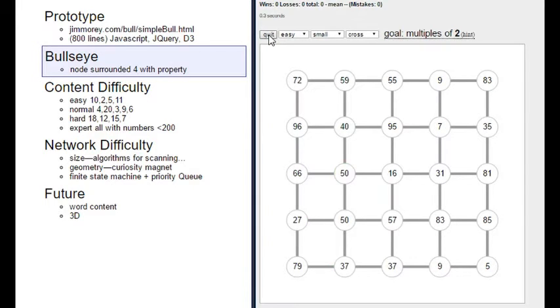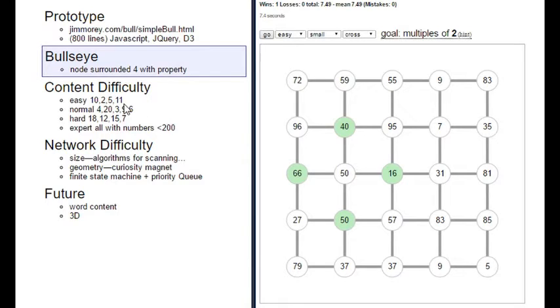Just to see the goal again, here we're looking for multiples of 2. You can scan the network and you'll see that that's the only node that is surrounded by multiples of 2.